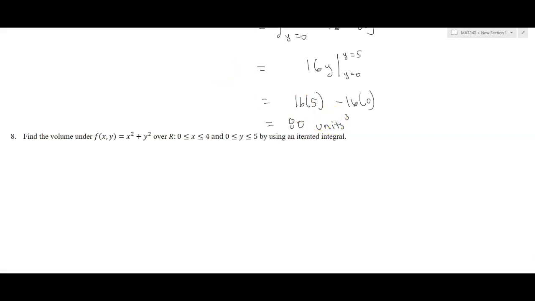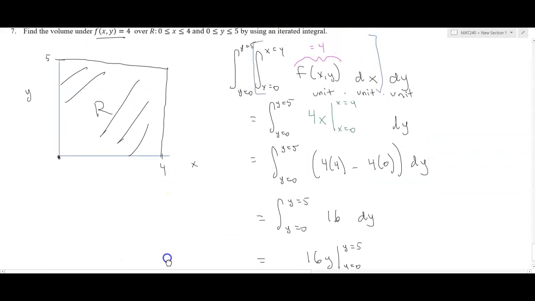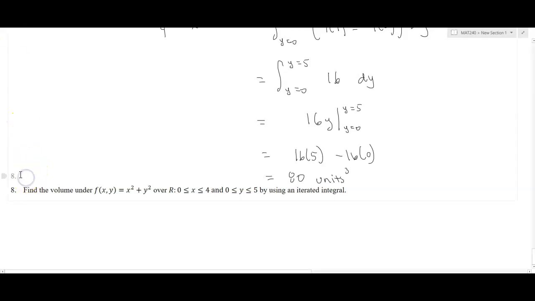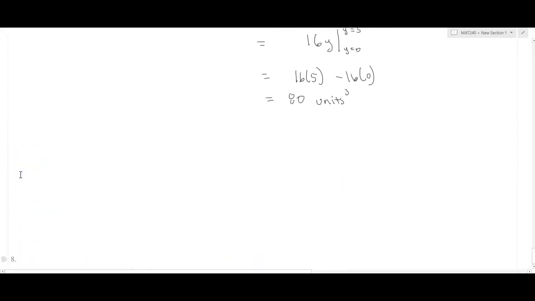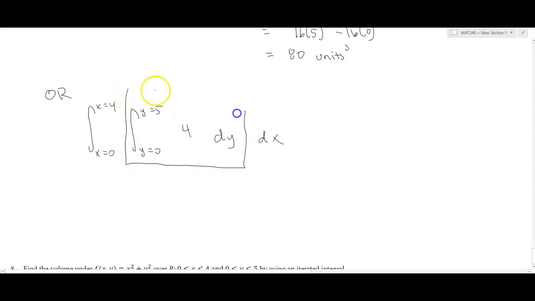And we could have done that integral, instead of doing dx as the inner and dy as the outer, we could have reversed those just to see that we get the same answer. Let me move this down a bit. So our second option would have been to integrate from y equals 0 to y equals 5 of 4 dy, and then integrate that result from x equals 0 to x equals 4 of that function dx. So we're always going to focus on the inner one first, and the integral of 4 dy comes out to 4y evaluated at y equals 0 and y equals 5.